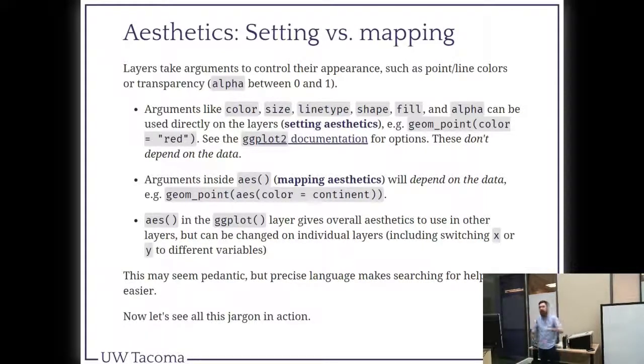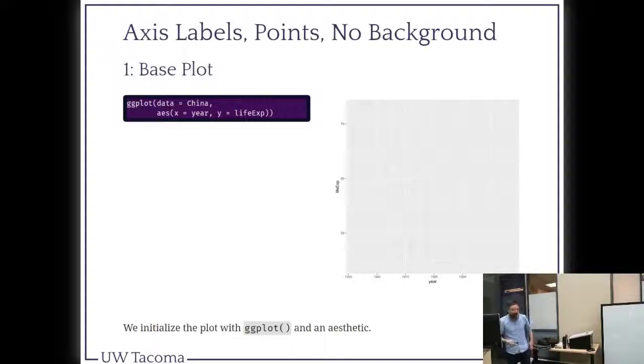Okay, now let's see this all in action. I'm going to reconstruct that China plot that I showed earlier. We start with a base layer. If I say ggplot, data equals China, aes x equals year, y equals life expectancy, I get a plot that looks like this. You'll note this plot is blank. It has year with the values on the x-axis, life expectancy on the y-axis, but there is nothing on this plot. We've initialized it with the data, but we haven't told it to draw any layers. We haven't told it to do anything with the data other than make an x and a y-axis.